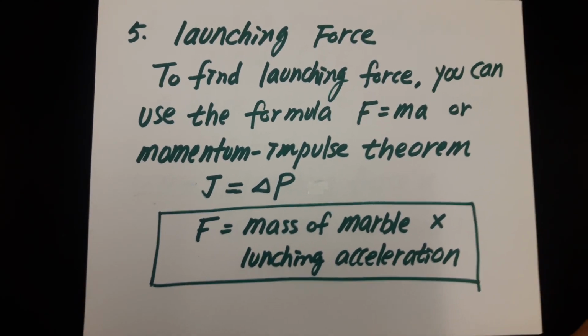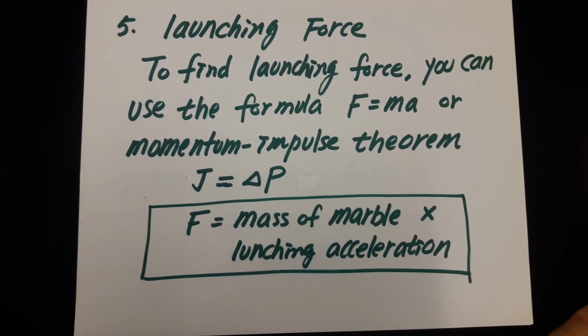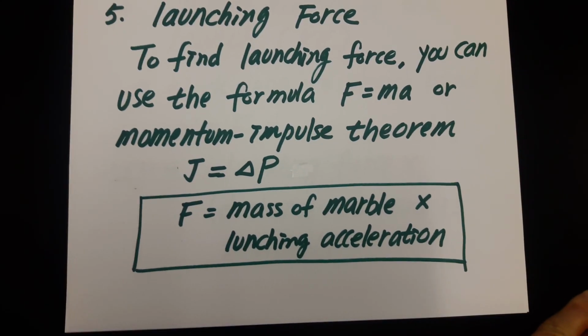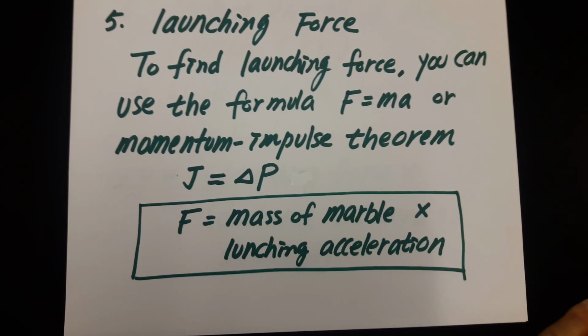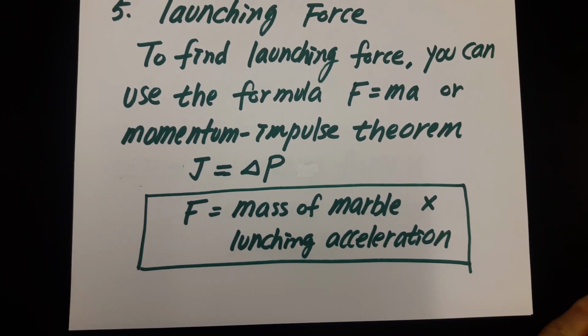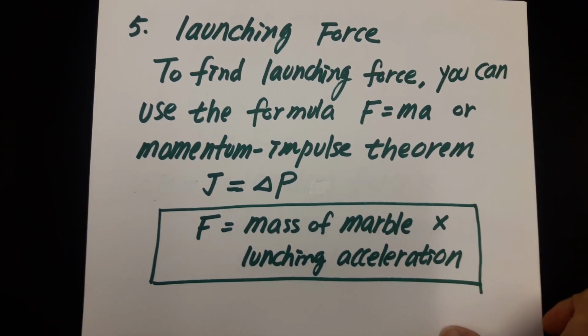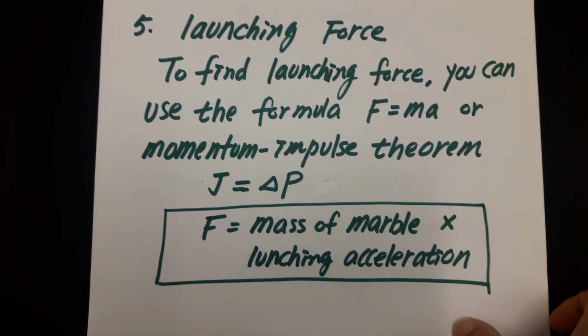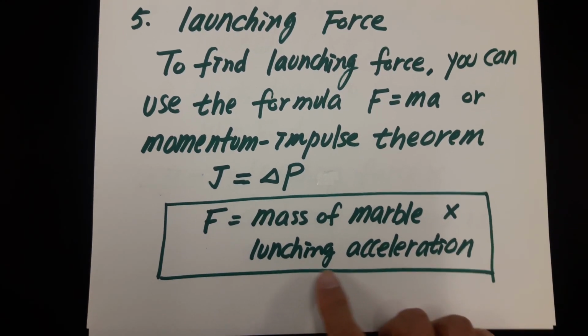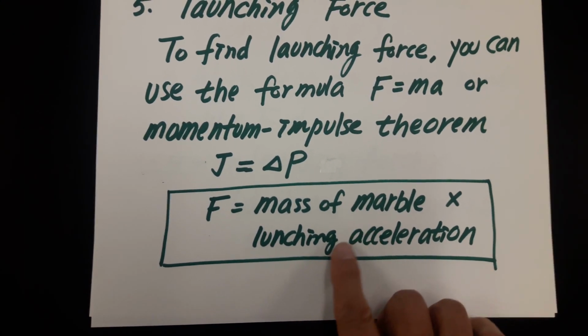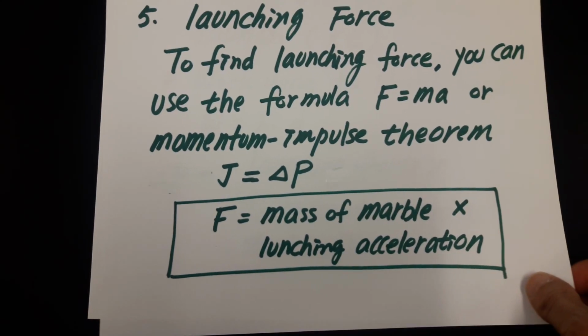Launching force. To find the launching force, you can use the formula F equals ma, or momentum impulse theorem, which is J equals delta P. Since we know the launching acceleration and mass, we can use force equals ma. So mass of marble times launching acceleration.